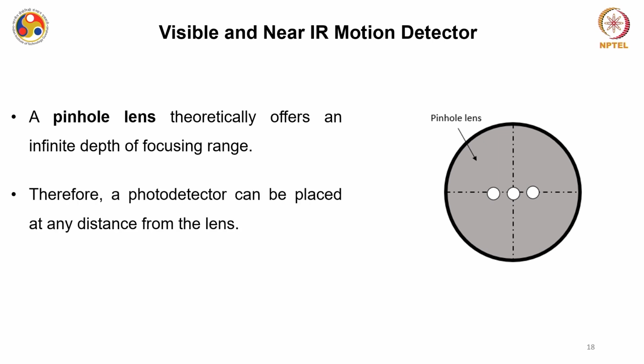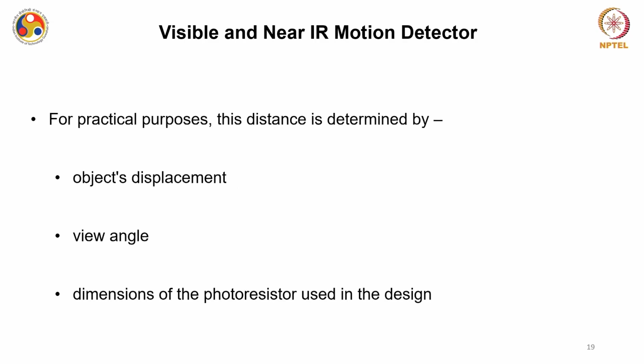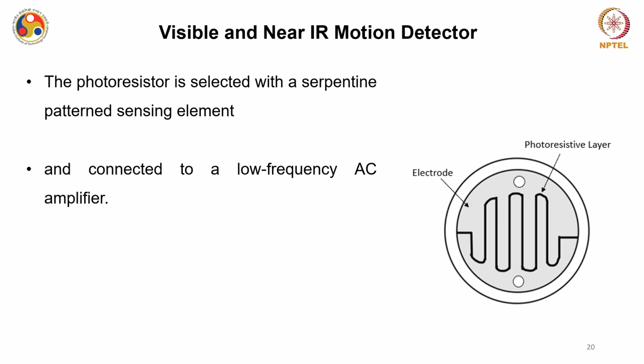So what it means is you can place your detector nearly at any place which is in its focal plane. A photodetector can be placed at any distance from this lens, theoretically at least. However, this is limited by various things. For practical purposes, the distance between the detector and the pinhole lens is governed by the object's displacement, the view angle and the dimension of the photoresistor that I am using for detection.